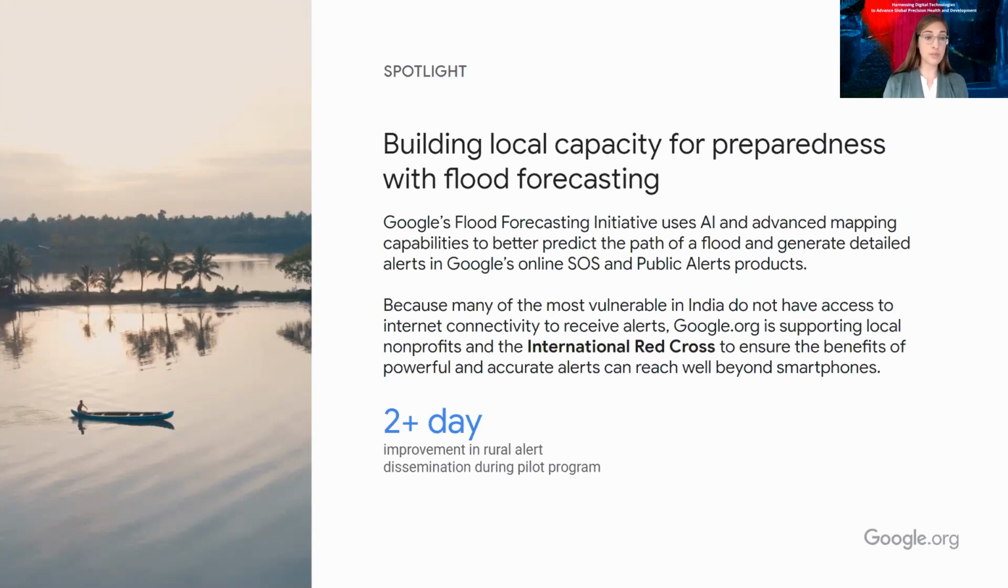And as noted here on this page, we are seeing through some studies done with folks at Yale, a 2-day improvement in rural alert dissemination during the pilot that we ran alongside our flood alerting. And that 2 days, as you can imagine, could be the difference between loss of a home, loss of livelihood, or in worst case, loss of life. So we're really excited to see how this might be able to scale to many more places, working closely with governments and working closely with our NGO partners.